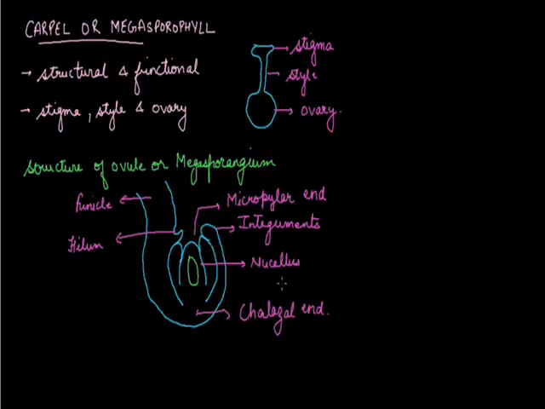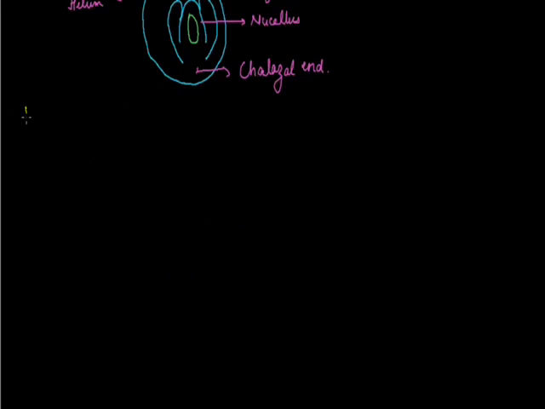Now we are dealing with the topic megasporogenesis. Megasporogenesis means the formation of megaspores from the megaspore mother cell. In simple form, the process in which the MMC, the megaspore mother cell, gives rise to megaspores is known as megasporogenesis.